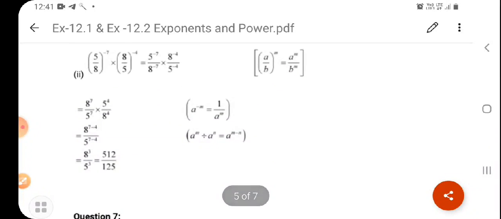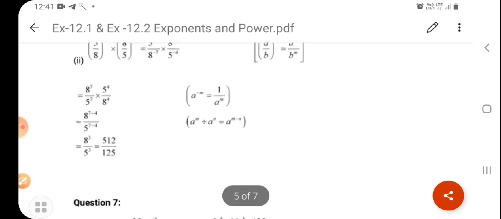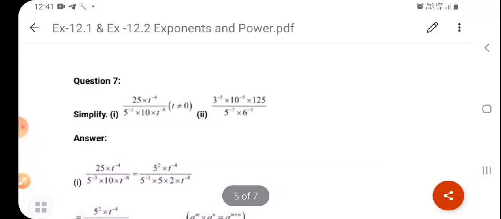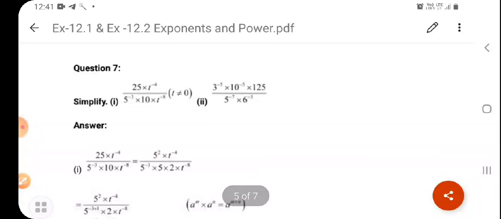There are these four identities we use again and again on every question, and we do the same method on multiplying and dividing. Question number 7 also contains these powers and exponents.